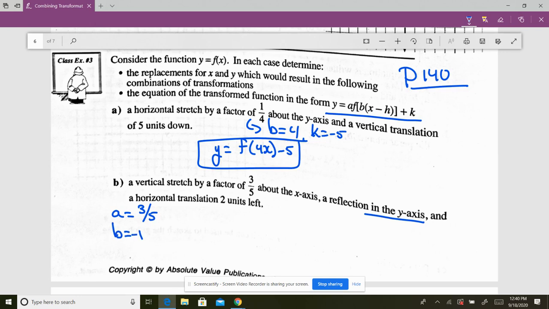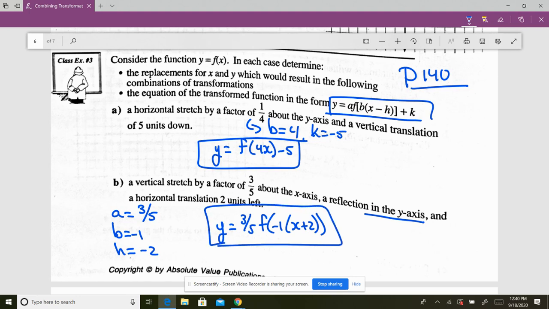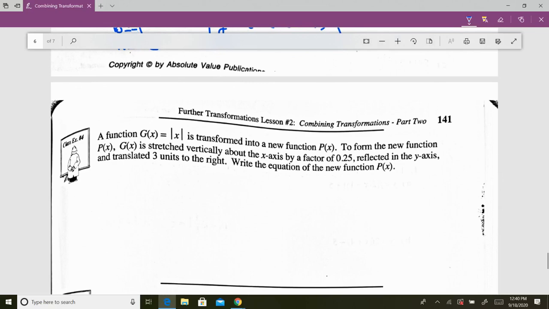Horizontal translation 2 units to the left. So that is h equals negative 2. All right. Then we just plug it all into this formula. 3/5 f negative 1 bracket x plus 2, no k value. Is that okay? Be able to convert words into a formula for your test on Monday. All right, let's do that.